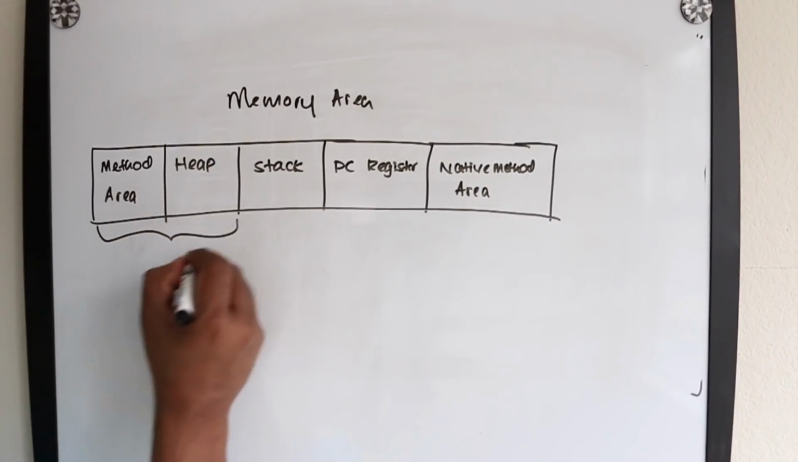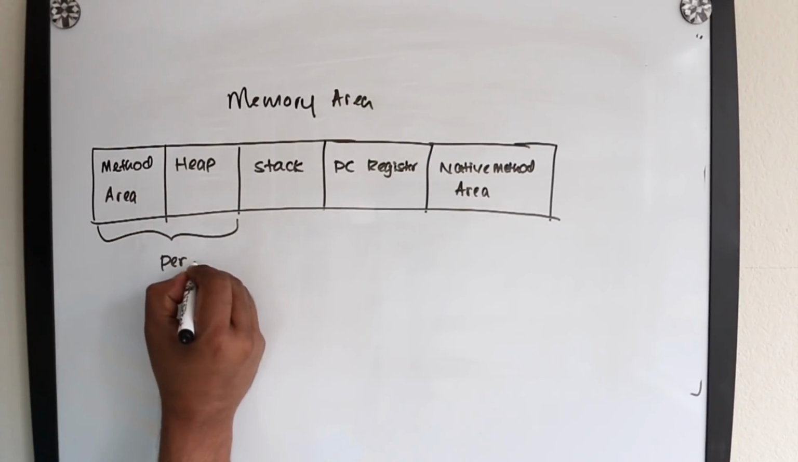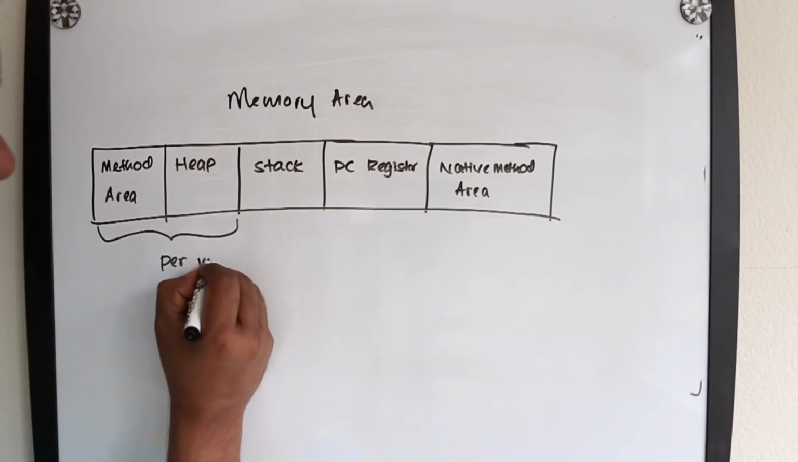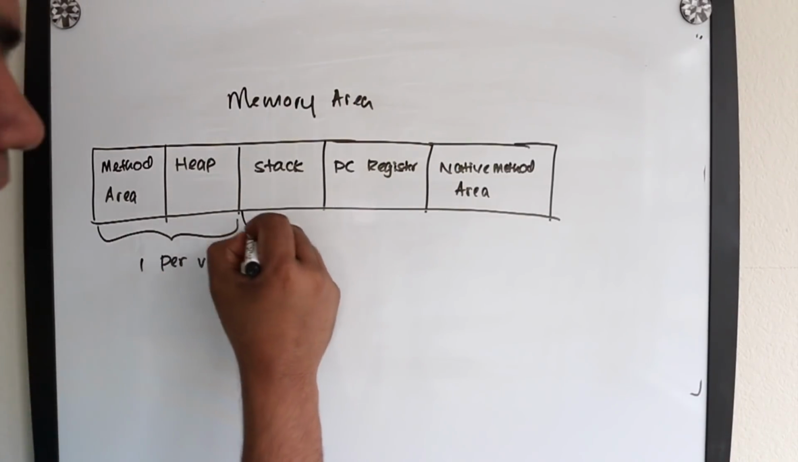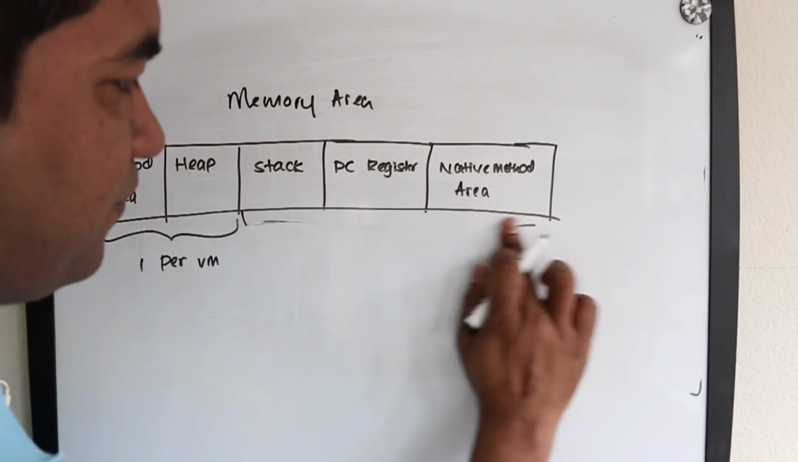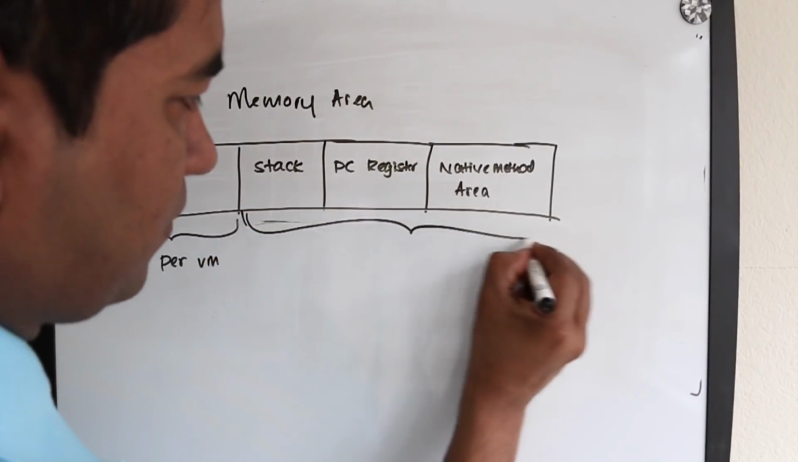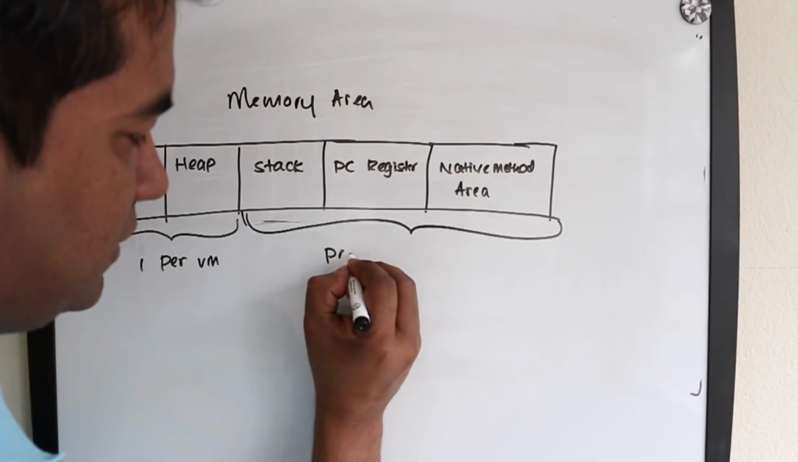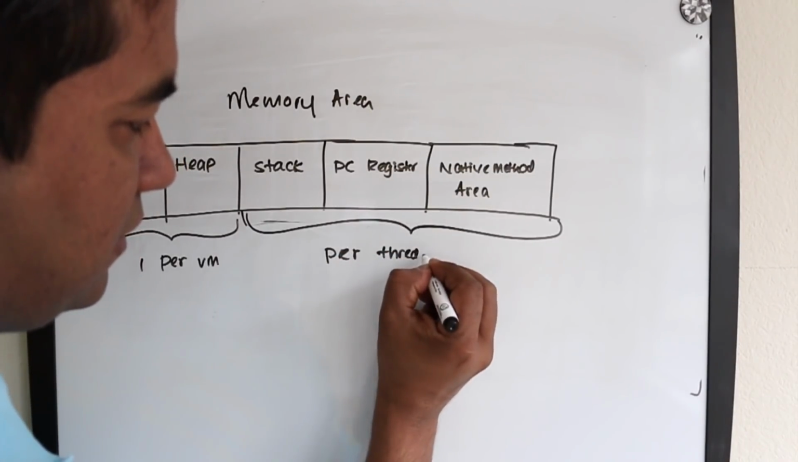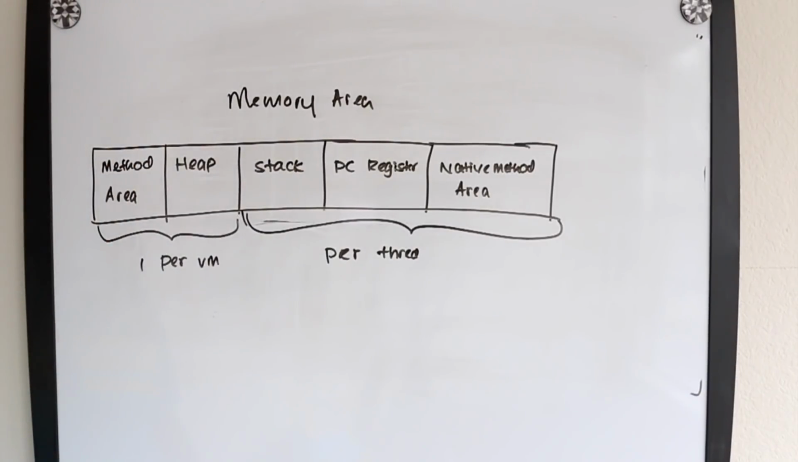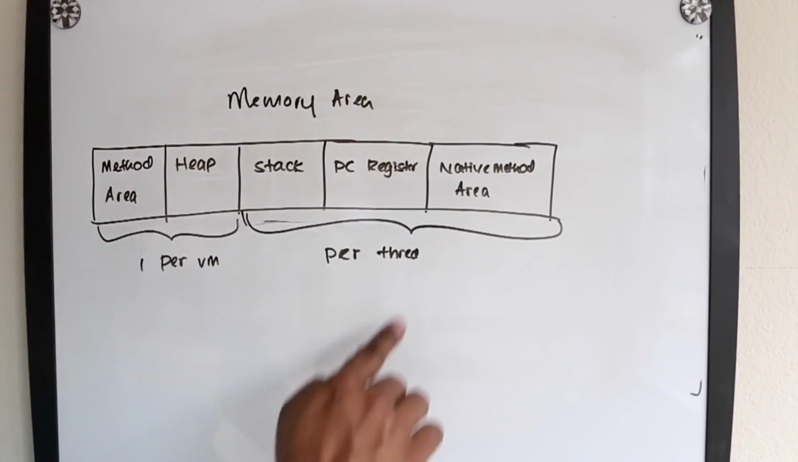So these two are per virtual machine, 1 per VM. But these are private per thread, otherwise per thread. Okay, it will be created per thread.